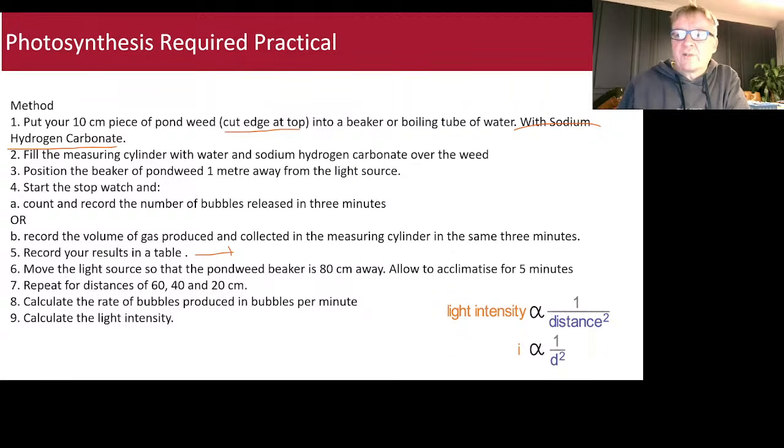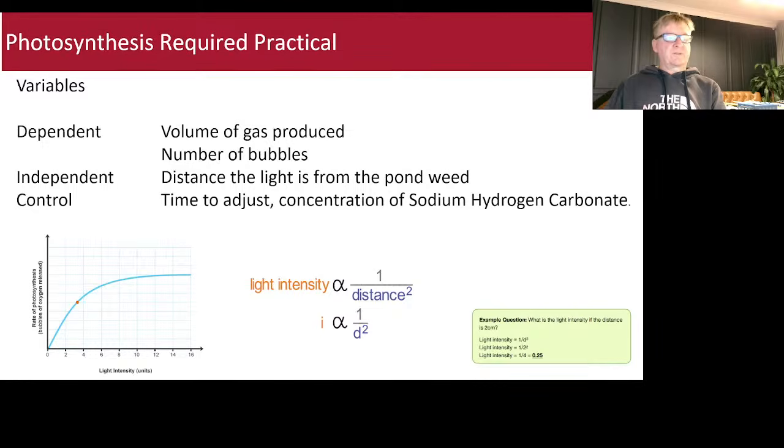Move the light source so that the pondweed is 80 centimeters away, but you must allow acclimatization, and I would say 5 minutes. Repeat for 60, 40, 20. Calculate the rate of bubbles produced. Calculate the light intensity. So what I'm going to do in a second is talk about the variables and calculations.